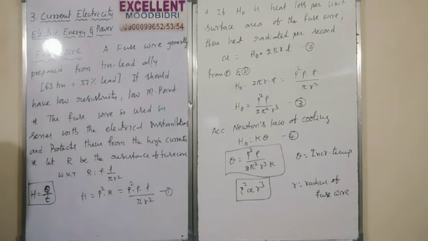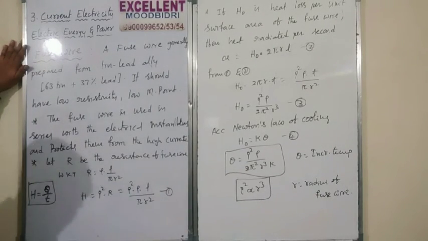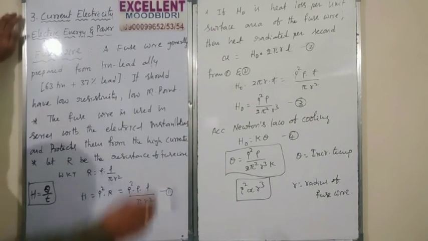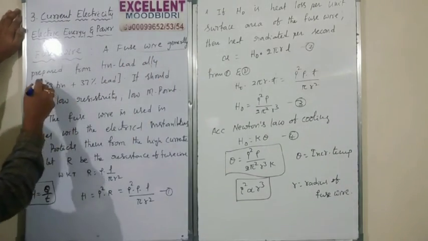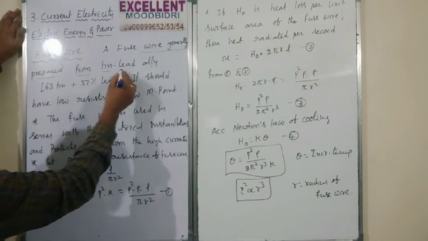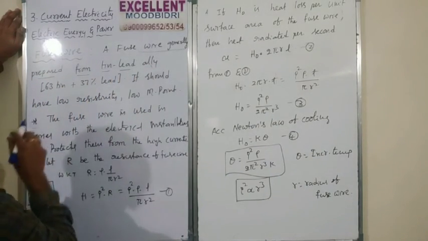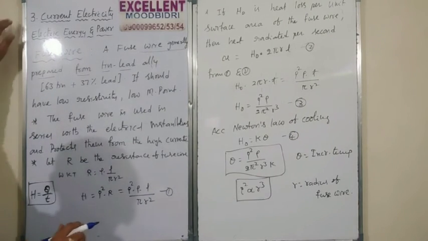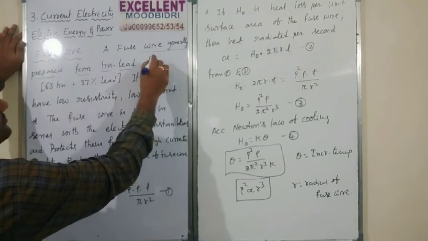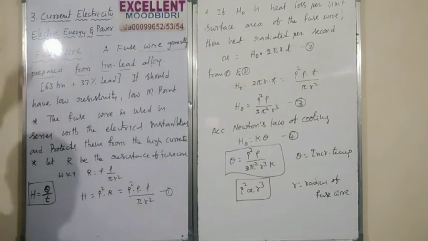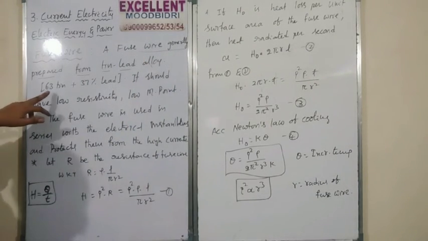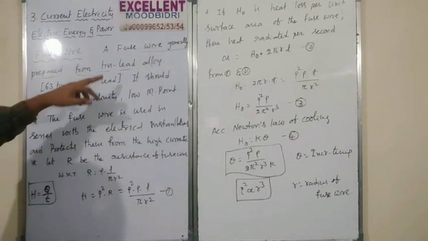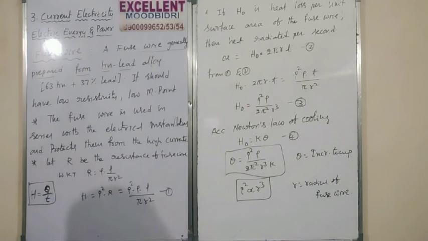Right. Next concept is fuse wire. Previously also I have given about fuse. Correct? So a fuse wire is generally prepared from tin lead alloy. Tin lead alloy only, right? Here the alloy is nothing but 63% tin as well as 37% lead. This is the combination of tin lead alloy, right?